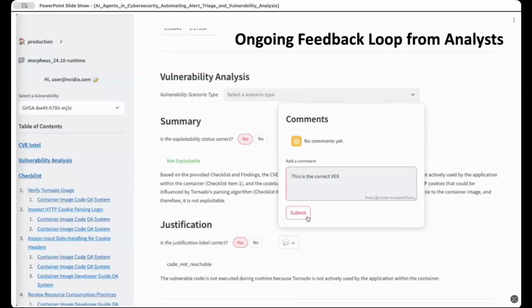First, they mentioned the ongoing feedback loop from analysts. So this is more like an annotation tool, right? In the end, the vulnerability analysis is going to provide a summary, justification, etc. They are going to provide a way for the human analyst to say whether this is correct or not, right? So yes or no. And also able to add a comment here to say, oh, whether there are any major findings missed, or what information would also be good to point out in this section. So they provide a way for the human analyst to continuously provide feedback to this multi-agent system.